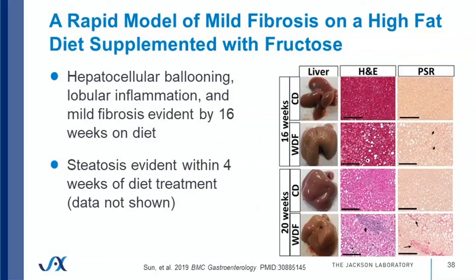The MS-NASH model fed the high-fat or Western diet supplemented with fructose is written here as WDF for Western diet and fructose. These mice will develop hepatocellular ballooning, inflammation, and mild fibrosis by 16 weeks on diet. Not shown here, but steatosis occurs within the first 4 weeks of treatment, suggesting rapid liver dysfunction in this mouse model fed this diet.